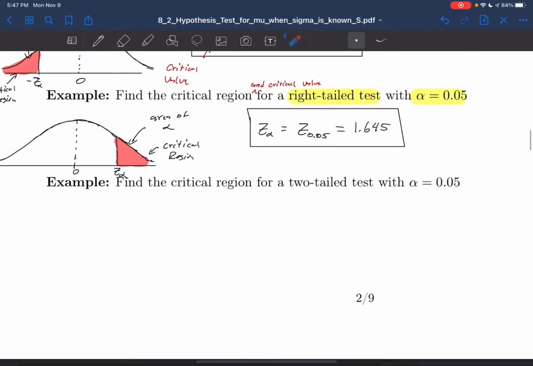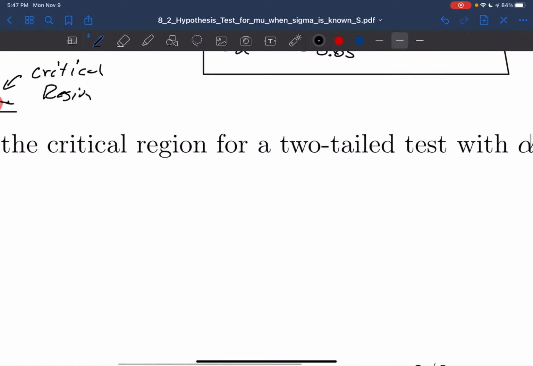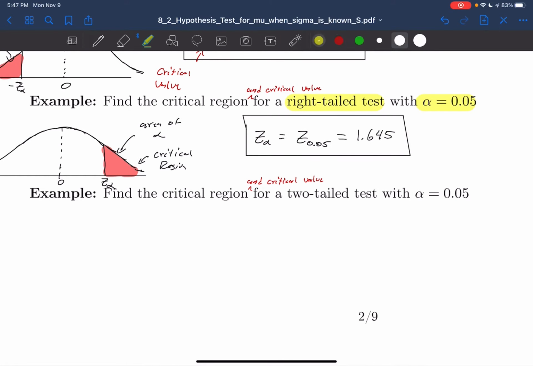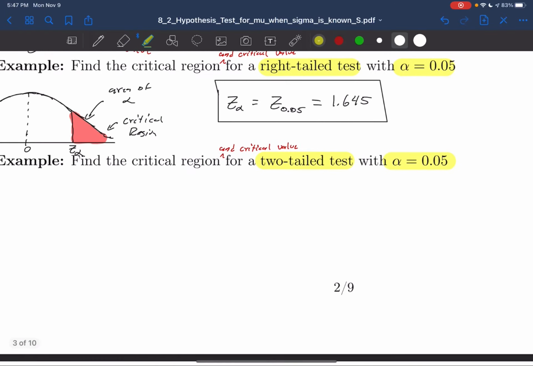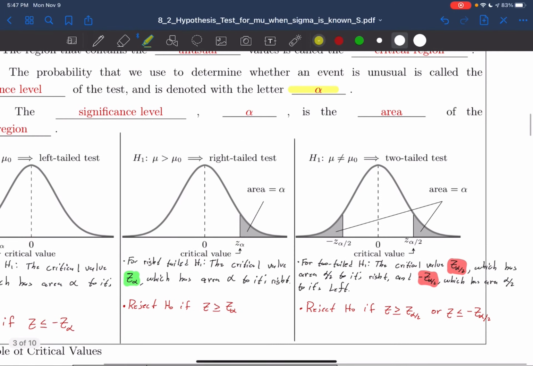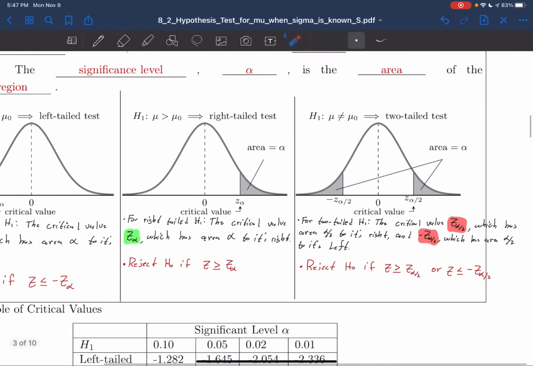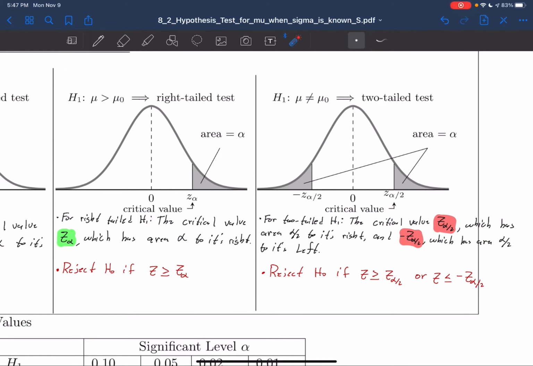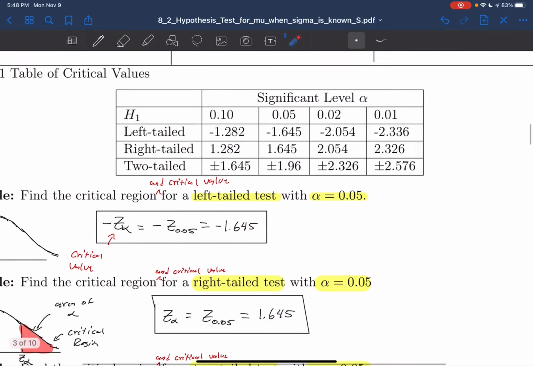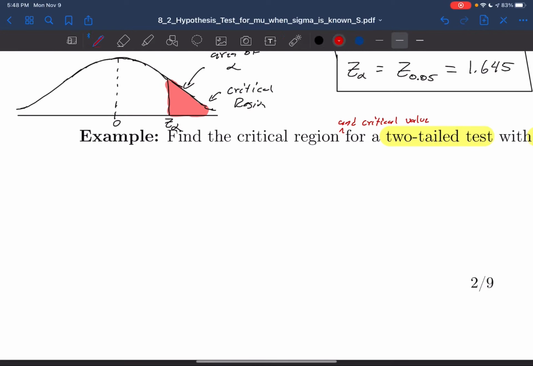Now let's look at this example. Find the critical region and critical value for a two-tail test when we have a significant level of 0.05. So what does this mean? Since we're dealing with a two-tail test, we're actually going to find two critical values, where the area to the left of one and the area to the right of the other, if we add them together, is going to be equal to alpha, or our significant level. So let me just draw this real quick.